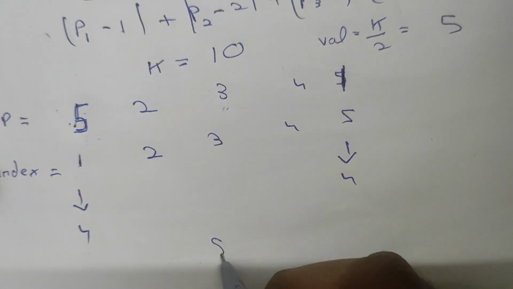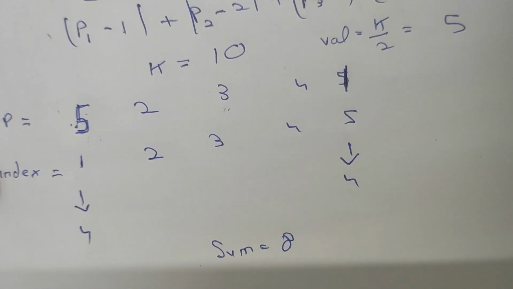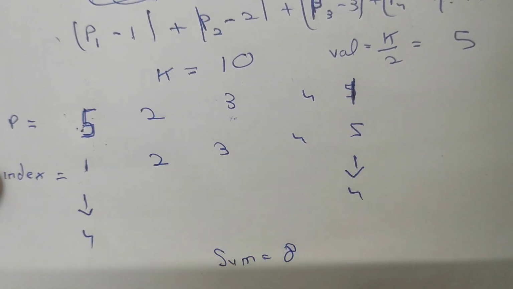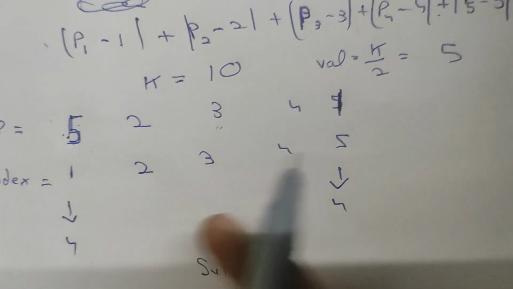So the total sum that we have right now is equal to 8, since the middle values are not contributing anything to the sum. Okay, now I will tell you why I took k by 2.